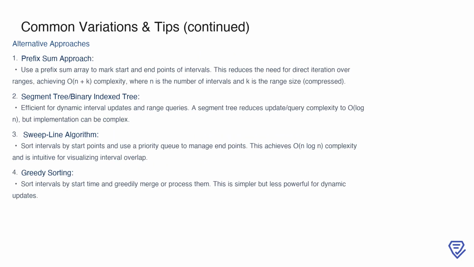There are several alternative approaches you can consider for solving this problem. One is the prefix sum approach, where you mark the start and end points of intervals in an auxiliary array. By computing the prefix sum, you can avoid iterating over ranges directly, achieving a time complexity of O(n + k), where n is the number of intervals and k is the compressed range size.